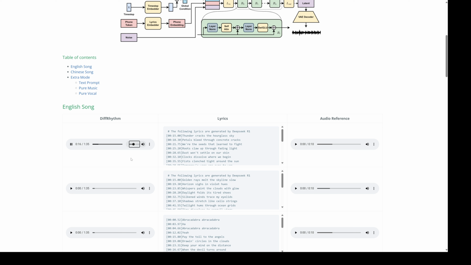Thunder cracks the hourglass sky. Petals bleed through concrete cracks. With the seeds that run to fight, roots fly up through fading light. Dust won't settle on our skin. Clouds dissolve where we begin. Fists clenched tight around the sun. Tomorrow's wars are ours to won. Flowers of time we bloom through the ground.